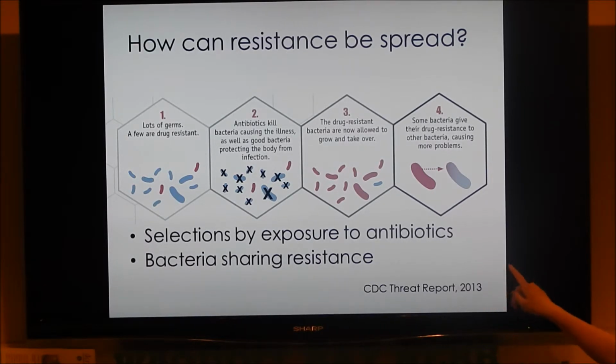But this last one is showing that bacteria can share resistance. One resistant bacteria can pass it to another one, and that can happen between different types of bacteria. So that's problematic in many ways, and we'll talk about that in a little bit more detail related to the beaches.